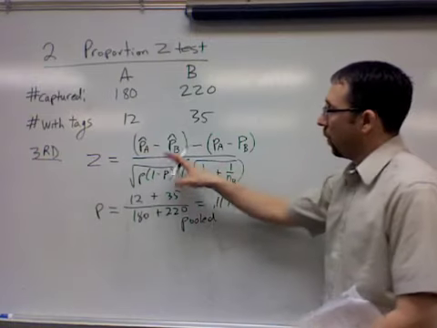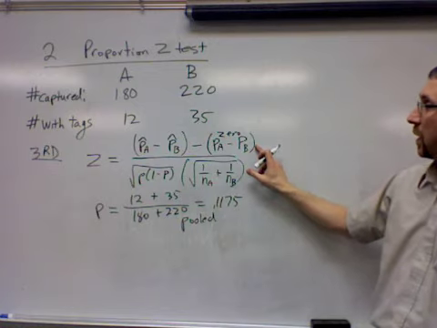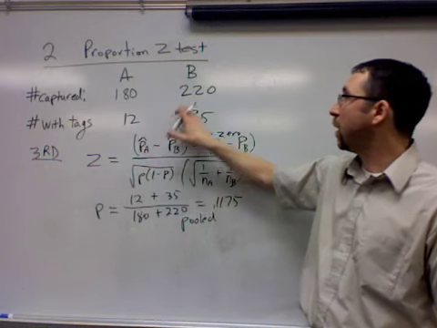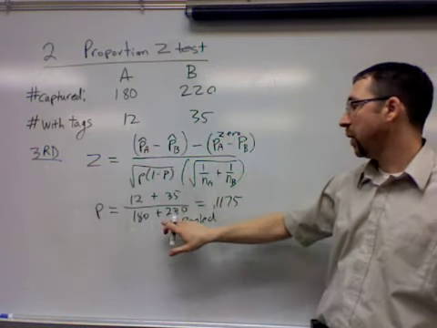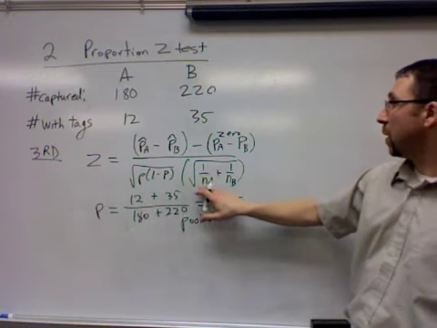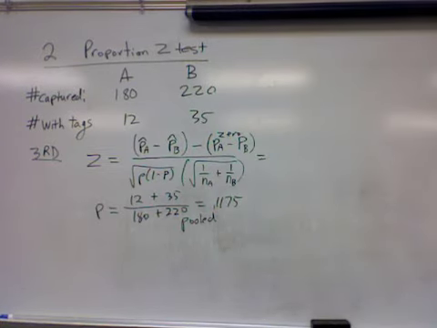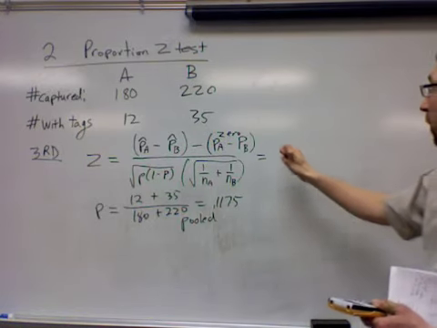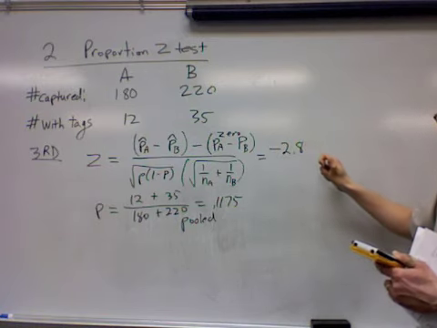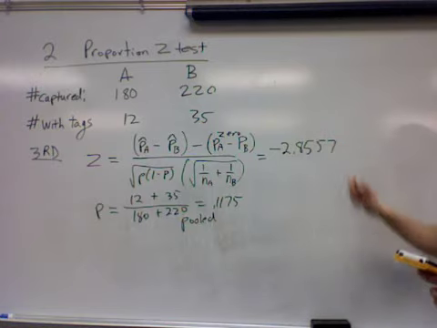Regardless of how you plug the numbers in, this will be a 0 because it's coming from our null, that there's no difference between the two. You'd put the percentage 12 over 180 in here, 35 over 220 in here. This pooled number would go in both places, here and here. And NA and NB would be your 180 and your 220. When all that's said and done, whether you're using the calculator or a normal calculator, you end up getting a z-score that's sort of on the outskirts.